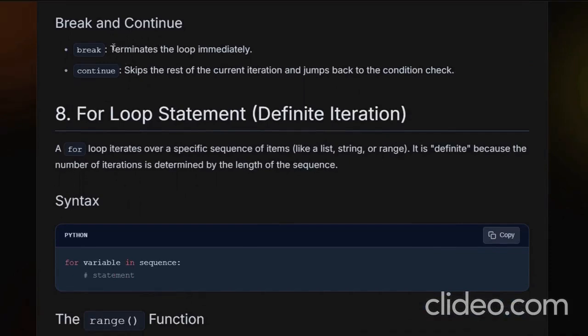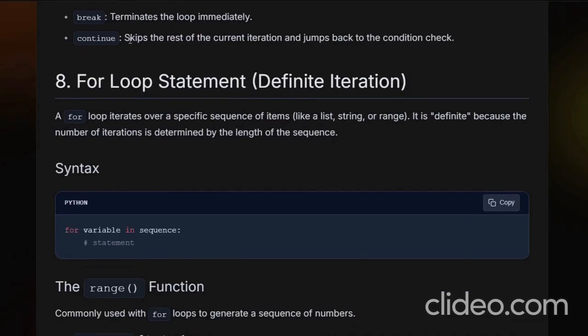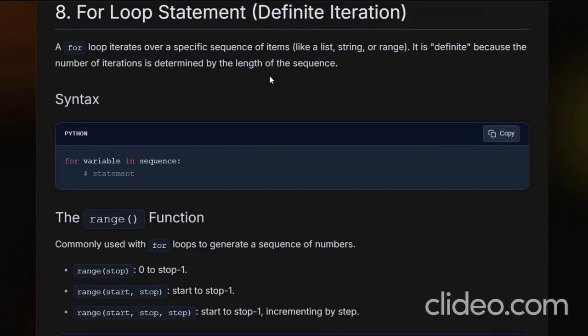We have two statements here: break and continue. Break is used to terminate the loop immediately, and continue is used to skip the rest of the current iteration and jump back to the condition check. Meaning it will skip the current iteration and run the next one.